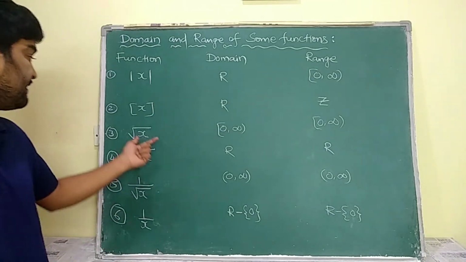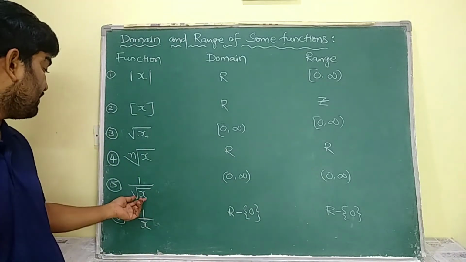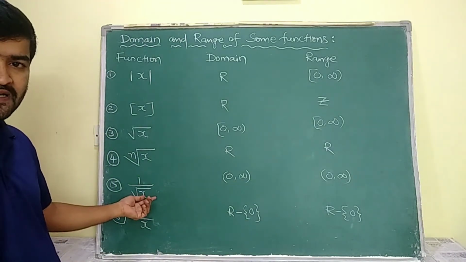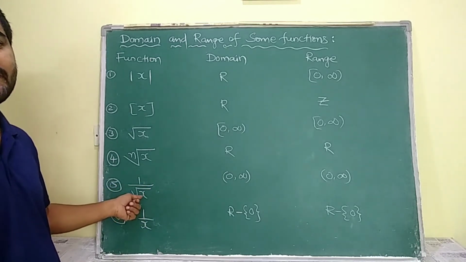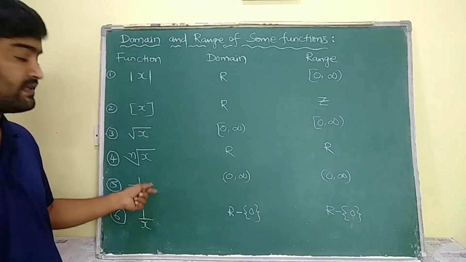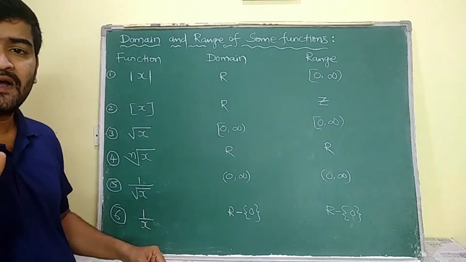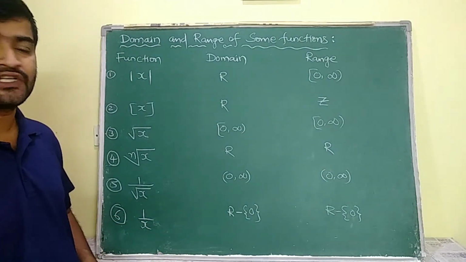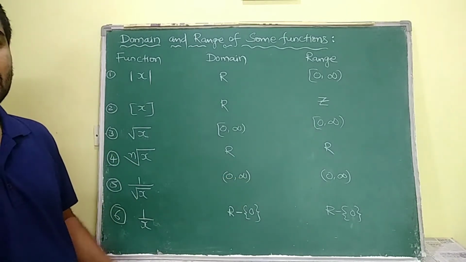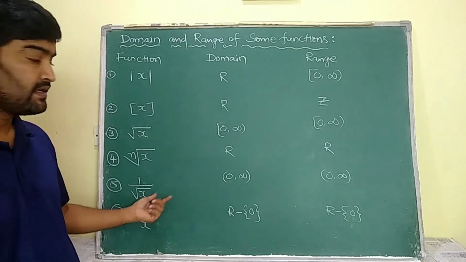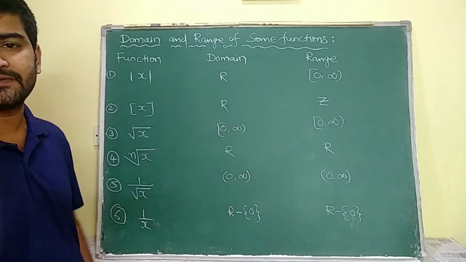1 by root x. See, here we did root x. For square root, from 0 to infinity we are going to place. But if we place 0 for the value of x, then root 0 is equal to 0, and it becomes 1 by 0. So 1 by 0 is not defined. Because of that, in 1 by root x, we exclude the element 0. So here I have not included that 0. So 0 to infinity, excluding 0, is the domain for 1 by root x. Now the values which we are going to obtain are also from 0 to infinity, excluding 0.